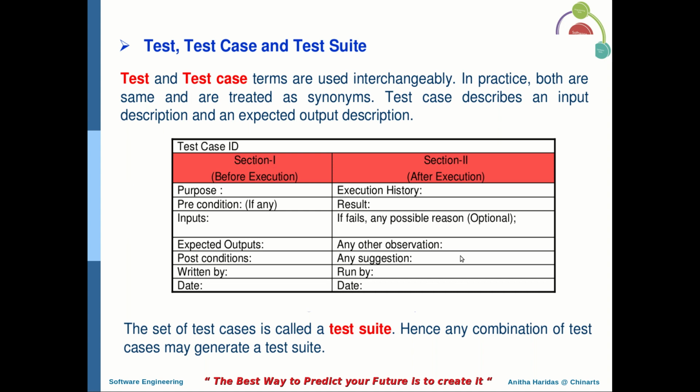The tester can suggest the possibility of error to the developer. So that can be mentioned here. Then who has run to find this particular error, and on which particular date. So this is a sample template, and I don't say that all the software organizations will be following the same template. This is one kind of template that can be used for a test case. A set of test cases is what you call a test suite. Hence, any combination of test cases may generate a test suite.